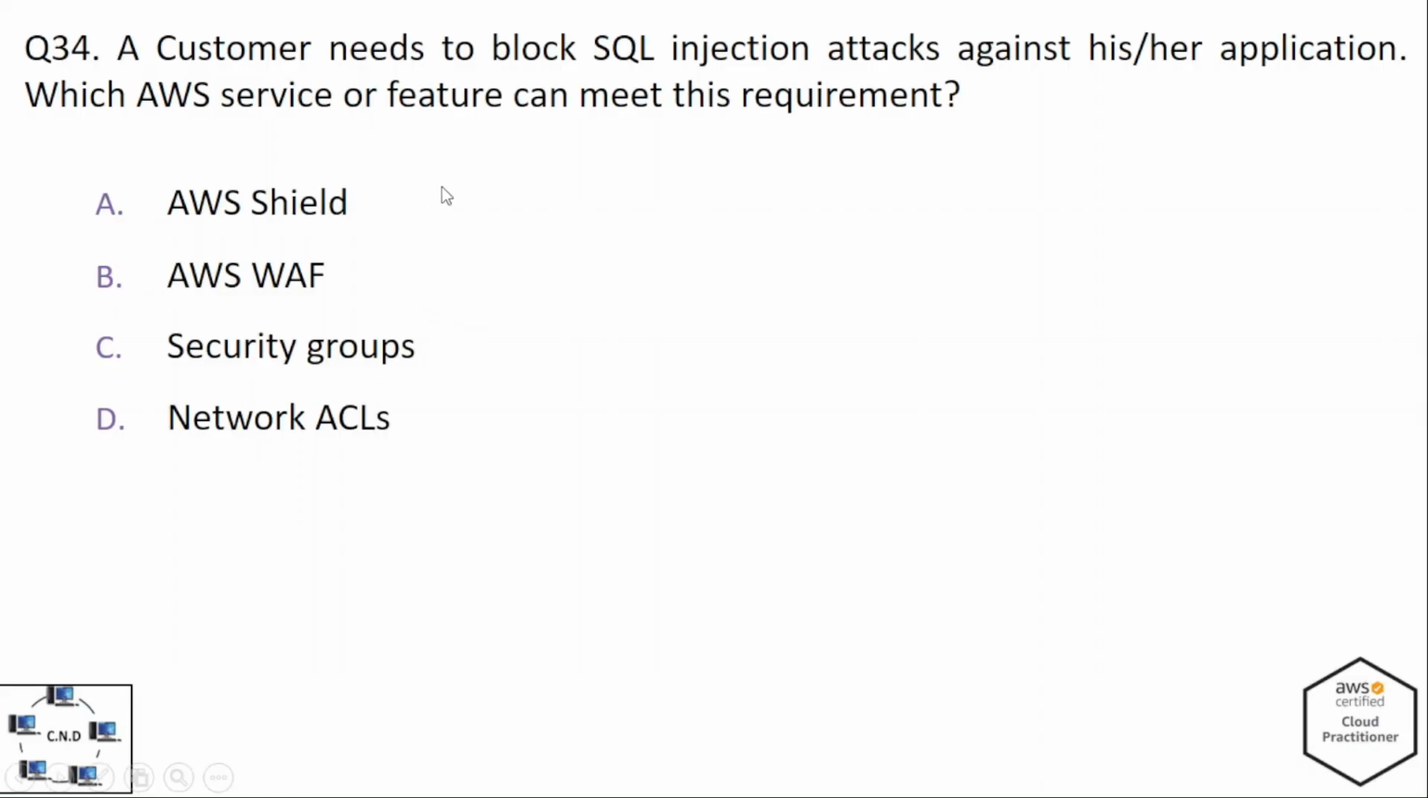Question number 34: A customer needs to block SQL injection attacks against his or her application. Which AWS service or feature can meet this requirement? The options are A. AWS Shield, B. AWS WAF, that is Web Application Firewall, C. AWS Security Groups, and D. Network ACLs, Access Control Lists. And the correct option is, for protection against SQL injection attacks, you need AWS WAF, that is Web Application Firewall.